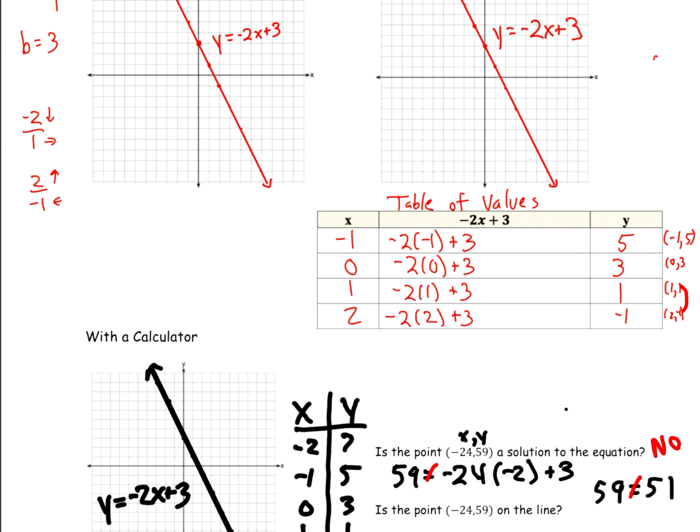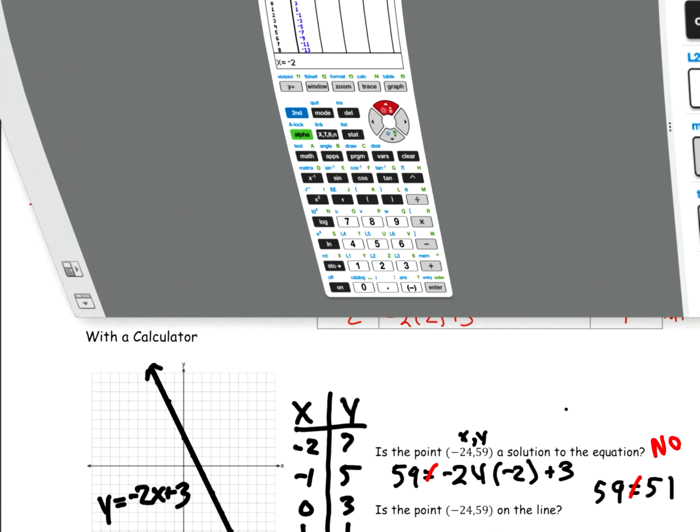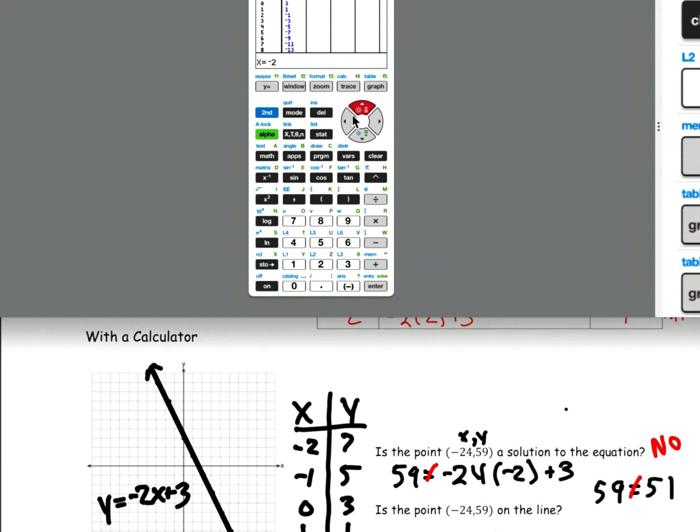No. And you could check that also if you want to use a calculator. You could scroll up until x is -24, and you would see that at -24 it should be 51, which we got, and yes it is. It's not 59, so (-24, 59) is not a solution to the equation or on the line.